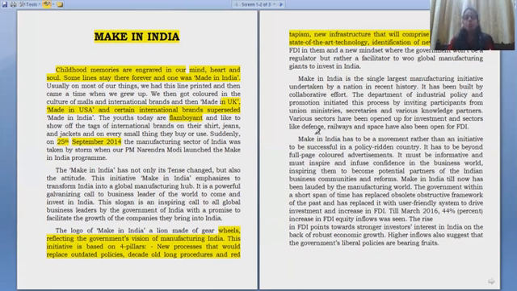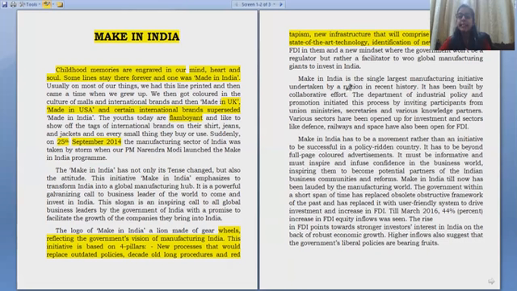Replacing old long procedures and red tapeism, there is new infrastructure that will comprise smart cities with state of the art technology, identification of new sectors to attract FDI, and a new mindset where the government won't be a regulator but rather a facilitator to woo global manufacturing giants to invest in India.